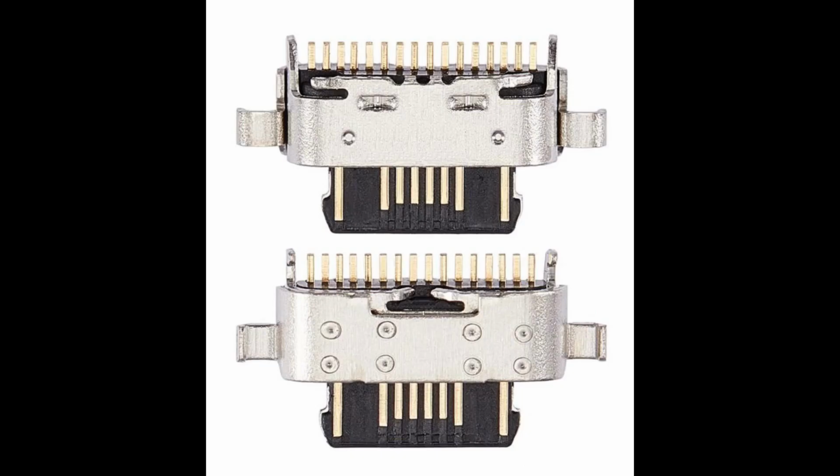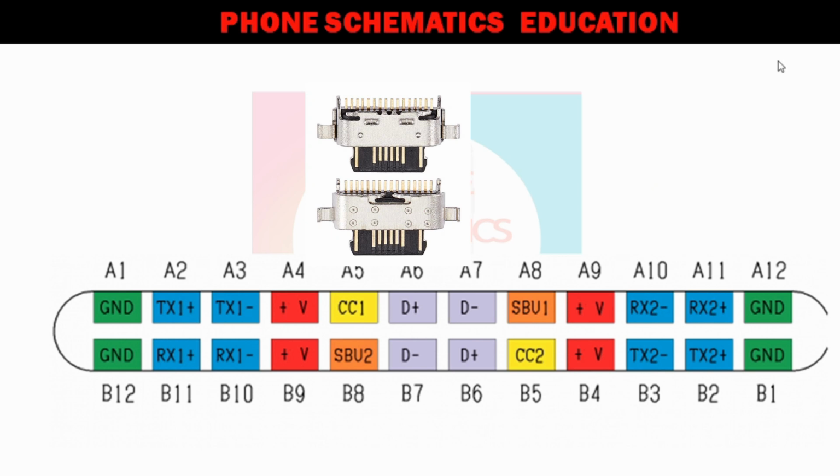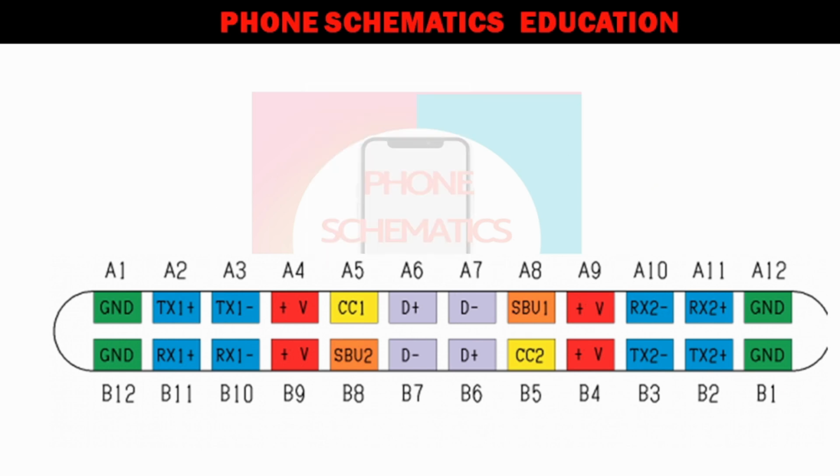Let's move on to the pin detail. Now for the C-type port, in front of you there is a picture, a C-type pin configuration. When you flip the cable 180 degrees, similar pins will be connected. For example, there is the A2 data pin, TX1 plus. When you flip the cable, it's connected to the TX2 plus data pin.